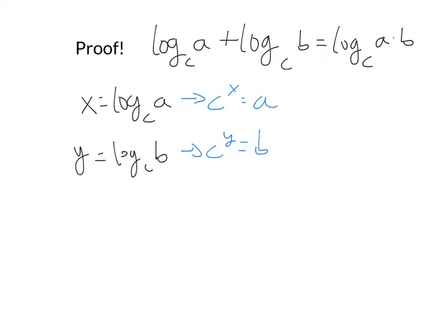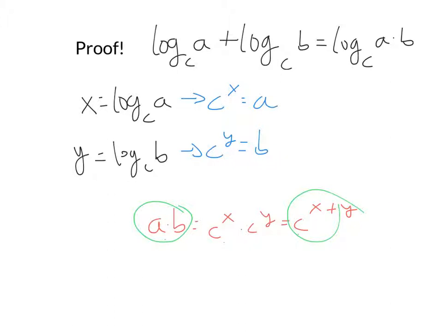Which of course means that if I want to calculate what a times b is equal to, it's going to be equal to c to the power of x times c to the power of y, which is the same thing as c to the power of x plus y. Now, what I have here is therefore the following statement. Just taking this side and this side, since this is equal to this, which is equal to this, I therefore obtain that, let me write it over here, this is important, a times b is the same thing as c to the power of x plus y.